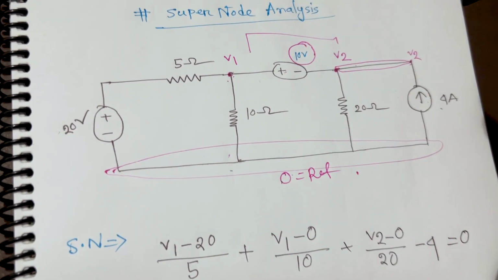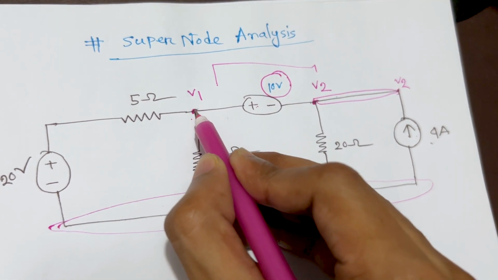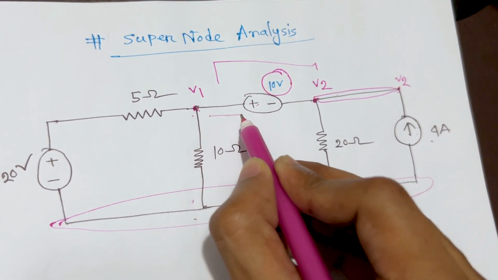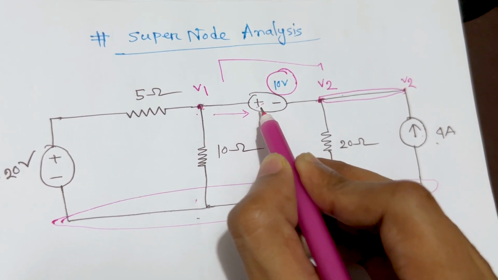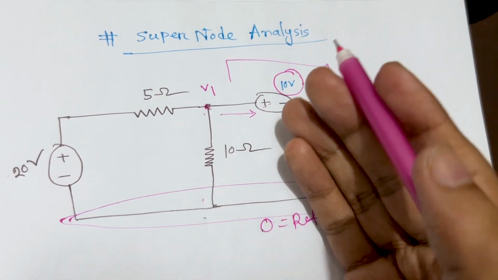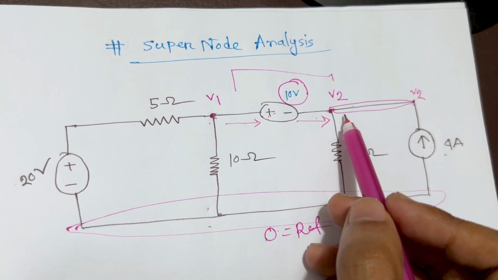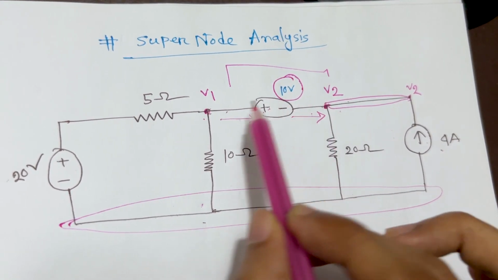So how can we write V1 minus V2 equals 10? Because as you can see, if we consider V1, the current is flowing from this direction because the positive side is this, and the current flows from higher potential to lower potential. So if you consider the current flowing from this side, the plus sign, going to the negative sign, from positive to negative, the current is flowing.